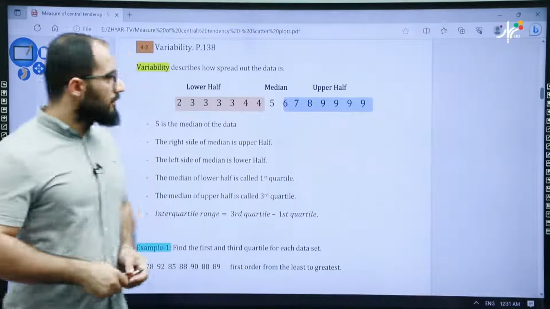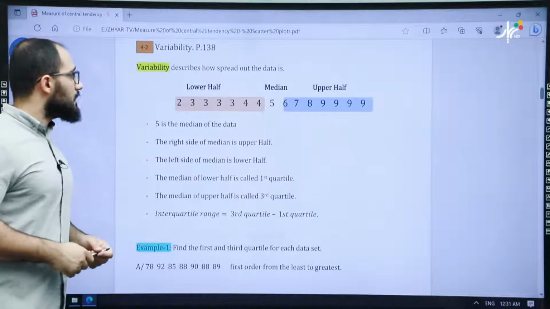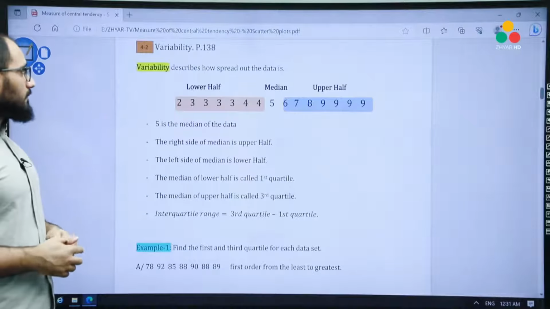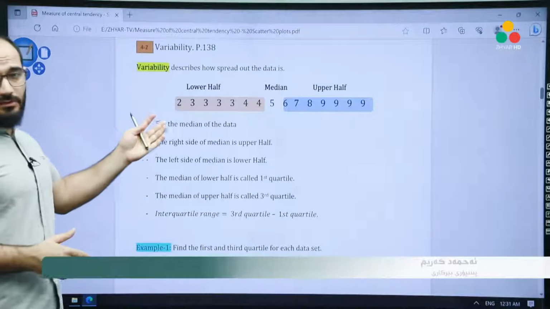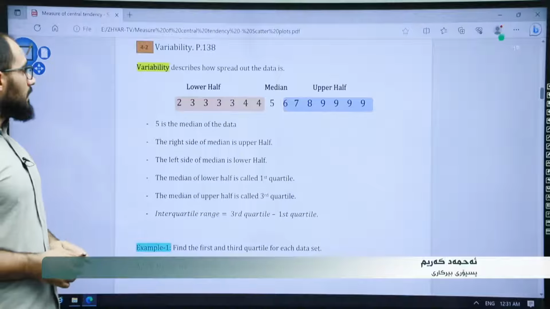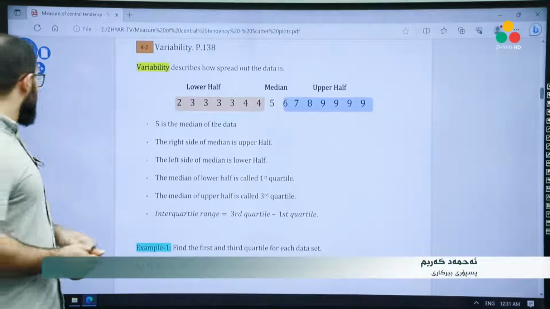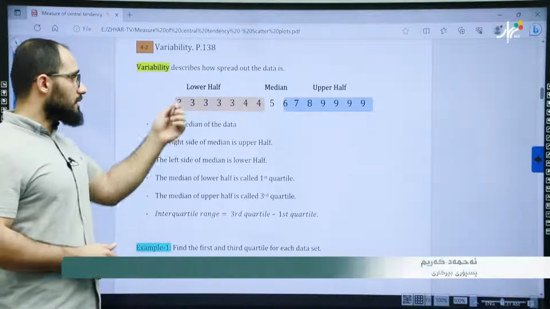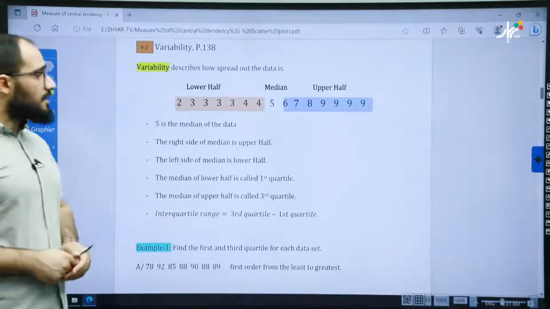So we have a new subject in chapter 4, section 2, and it is variability. Sometimes students struggle with this subject. First, variability describes how spread out the data is. It shows us how the data is spread out.